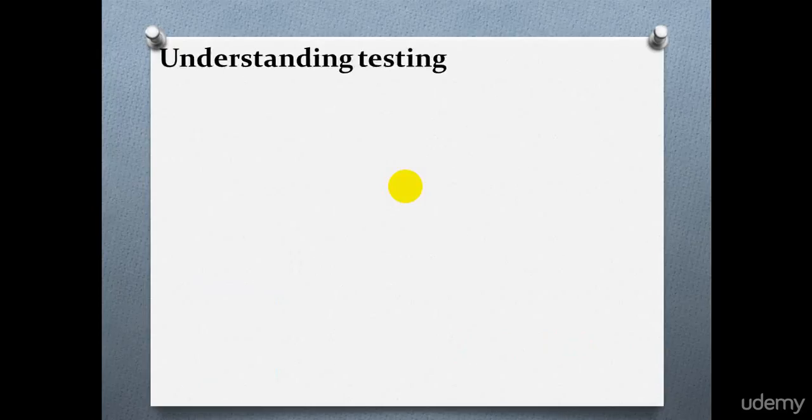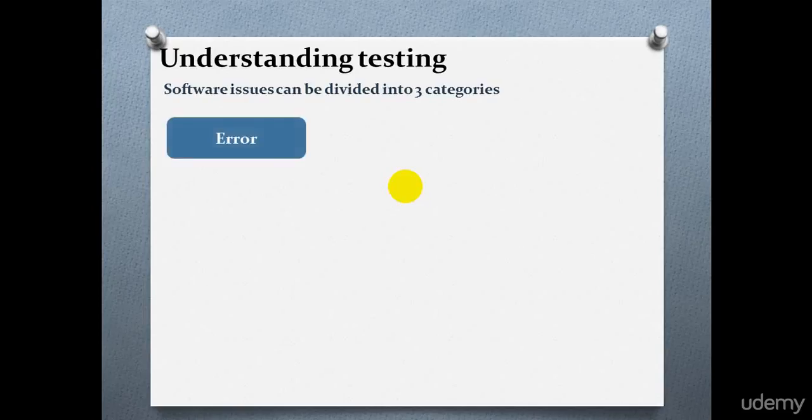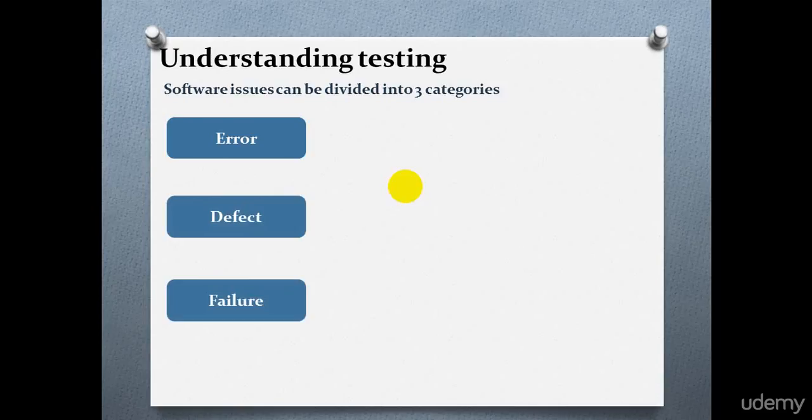Let's understand the testing. To eliminate defects in faulty software, it is important to understand the cause of defects. Faulty software is the result of errors or mistakes made while designing and building the application. Most software issues can be divided into 3 categories. These categories are error, defect and failure. Let's go one by one.